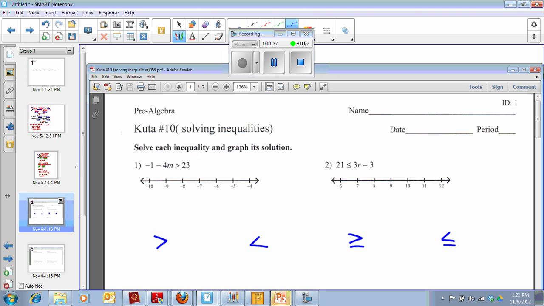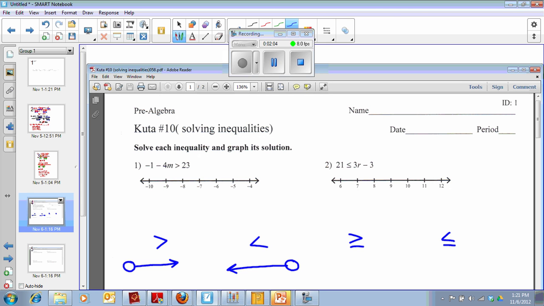As I read inequality signs, I always read from left to right. If I see the opening first, I say greater than. If I see the point first, I say less than. And now how would I graph that? Well, if I want to graph all the numbers greater than, I don't want to include the number, so I'll have an open circle, and I'll go in the positive direction on the number line. If I want all the numbers less than, it doesn't include the number, so I'll have an open circle, and I'll go in the less than direction.